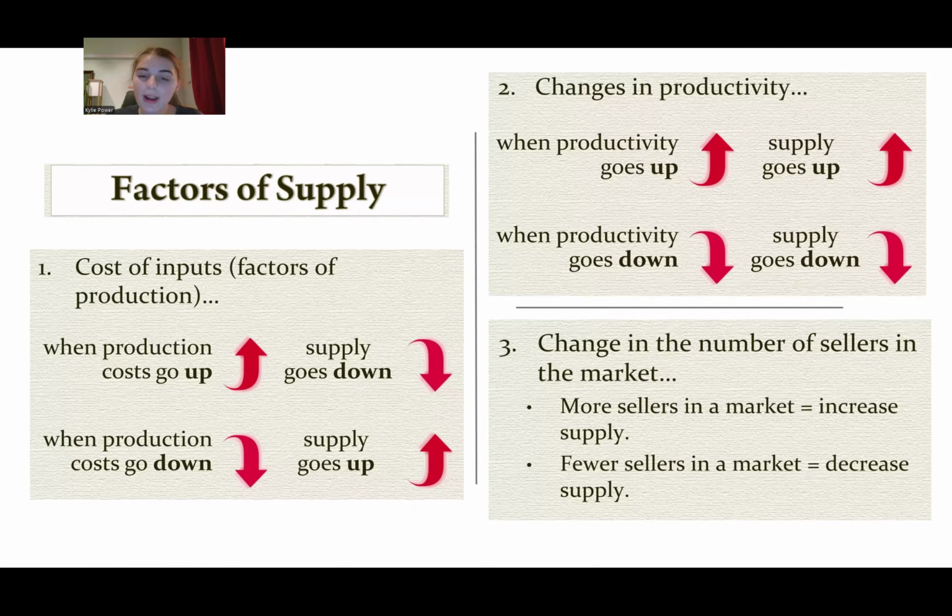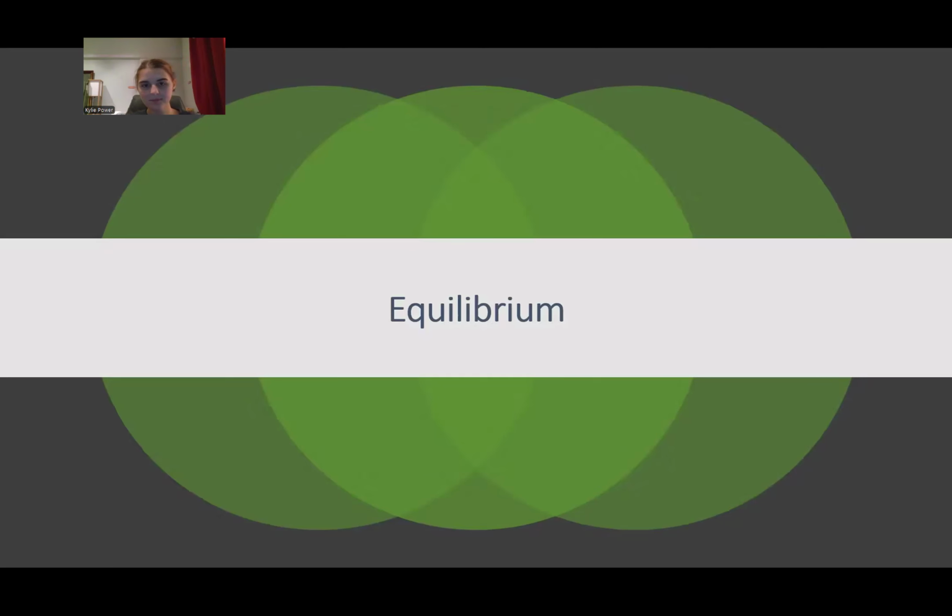And then we might also have a change in the number of sellers in the marketplace. So more sellers, an increase in supply. There's more people supplying the good. If we have fewer sellers, we have less supply. There's less people producing those goods and services.